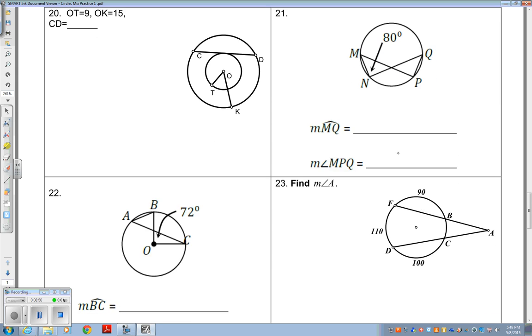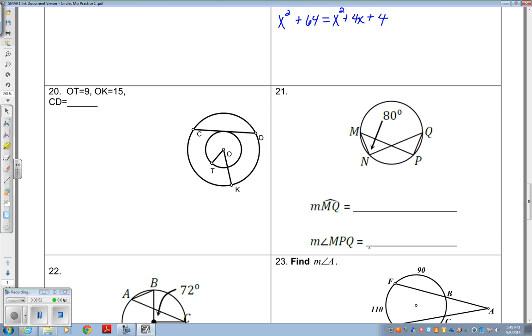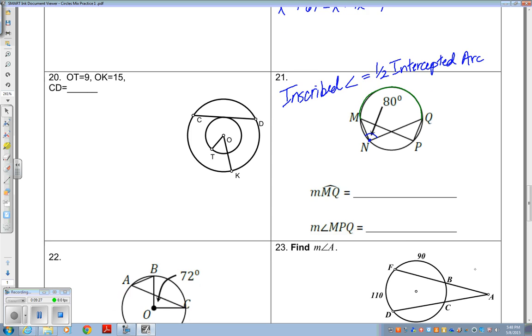When you get to 21 and 22, now we're talking about inscribed angles, or using the theorem for inscribed angles. N is the vertex on the circle. So if they're pointing to angle MN, or the angle N is 80, the intercepted arc is from M to Q. Okay, the inscribed angle is always 1/2 the intercepted arc. So you should be able to use that relationship to find the missing arc and the missing angle.